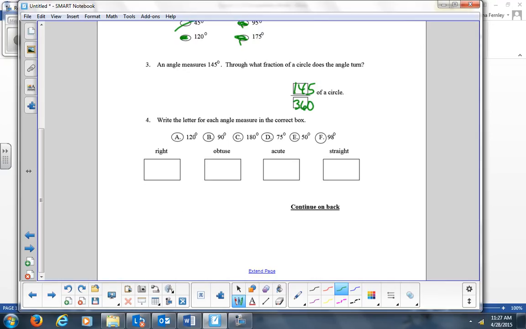Okay, which one is my right angle, Tina? Your right angle is 90. Good, so it's B. How about my obtuse ones? Give me one, Elise. 98, good. Because it's over 90. What's another? Pace. 120. Is there any other ones? Am I obtuse? No.